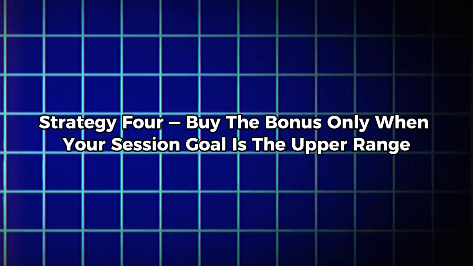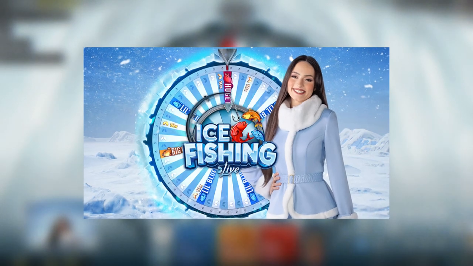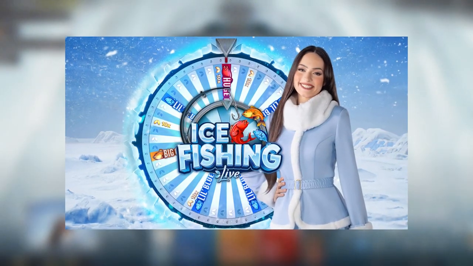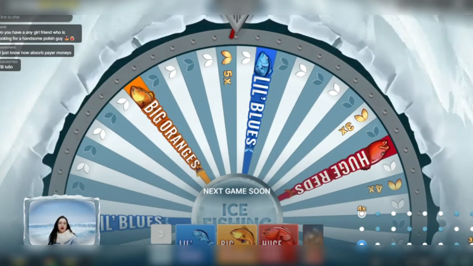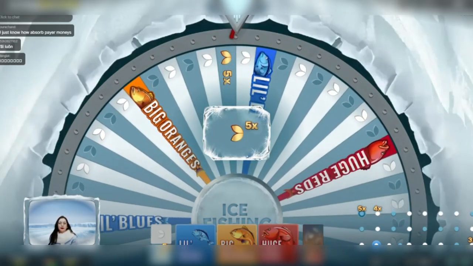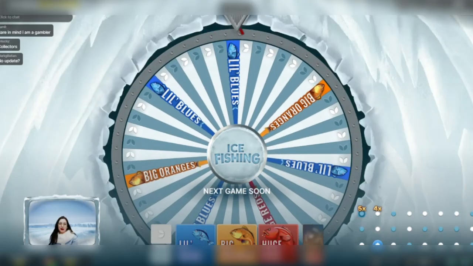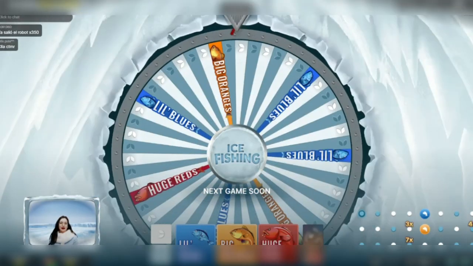Strategy 4. Buy the bonus, only when your session goal is the upper range. Ice Fishing offers a bonus buy that takes you directly into the fishing feature without requiring an organic trigger from the base game. The cost of the bonus buy represents a premium over the theoretical cost of triggering the feature through normal play, and whether that premium is justified depends entirely on what you're trying to achieve in the session.